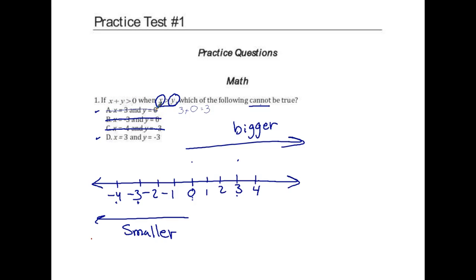Look at D. D says x is 3, y is -3. So 3 plus -3 is a 0. Now, can this be true? Well, it says greater than 0, but it doesn't have an equal sign. If it had an equal sign, then this would have been true. But since it does not have the equal sign, it cannot equal 0. It has to be greater than 0. So 0 point something or 1 or 2 would be an answer. So the correct answer for this question, since it's asking for cannot be true, is D.